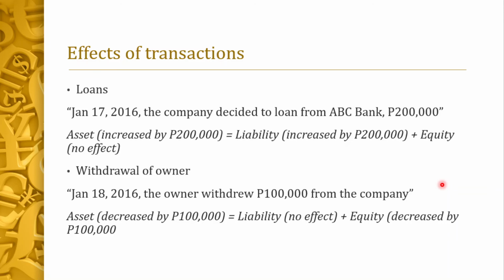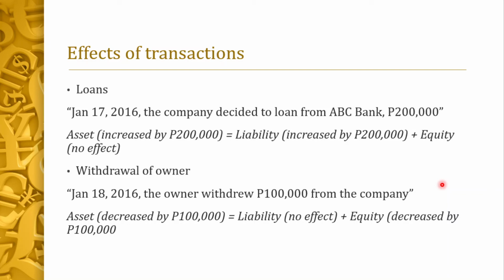Loans. January 17, 2016, the company decided to loan 200,000 from ABC Bank. Assets increased by 200,000 and liabilities increased by 200,000. This is an example of a source of assets. Cash is debited by 200,000 and loans payable is credited by 200,000.